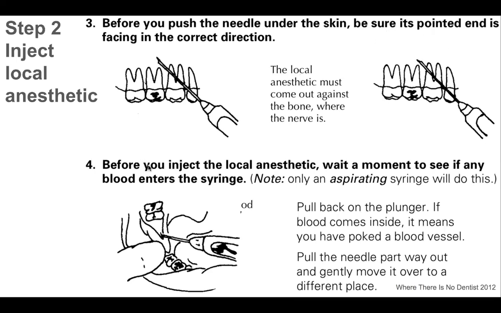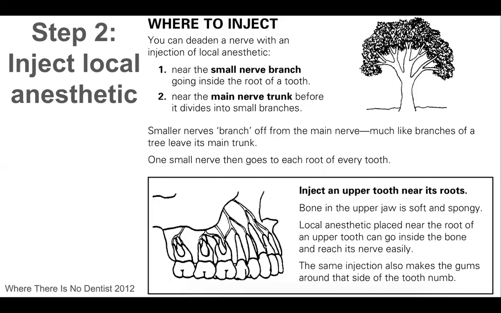Before you inject the local anesthetic, wait a moment to see if any blood enters the syringe so that you will not inject the local anesthetic into the blood vessel. But where to inject? Let's imagine the nerve is like a tree. It will have a lot of branches connected to the main trunk.